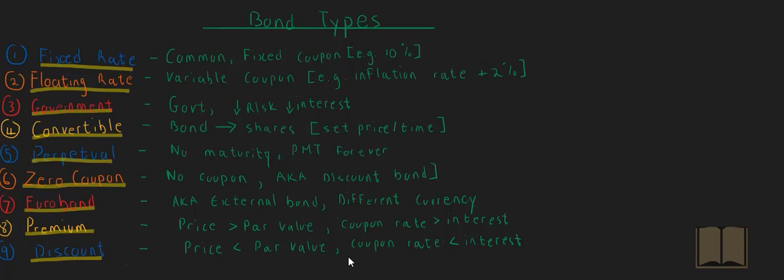At this point, it's important to note that a bond can have a number of different features. So you could have a fixed rate bond that trades at a premium or it trades at a discount. Or you can have a fixed rate bond that's a Eurobond. You can have a government bond that's a premium bond or a discount bond. These types of bonds that we covered here, the 9 different types of bonds, these are not mutually exclusive.